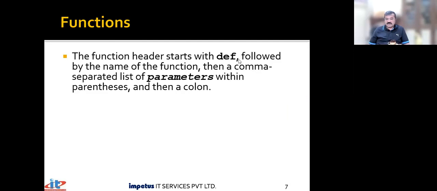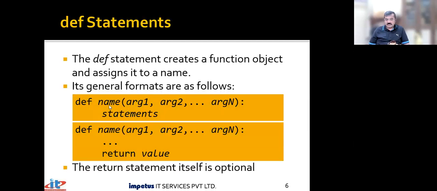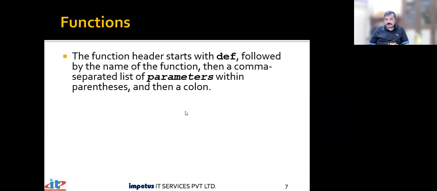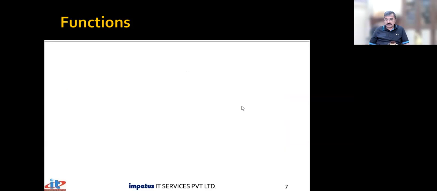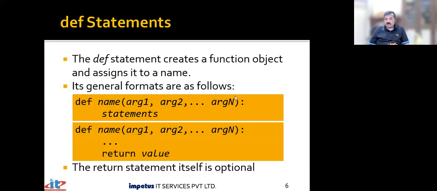The function header starts with def, followed by the name of the function, then a comma separated list of parameters: argument 1, argument 2, argument n, separated by commas, within the parentheses, and then a colon. Look, these are parentheses, round brackets, with comma separated arguments and then a colon. Parameters are variables. That means what we have inside this function are all variables. You'll never have values over here. You'll always have variables. I'll tell you the reason behind it.